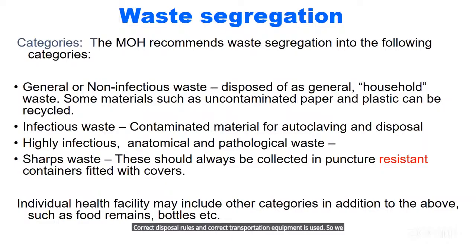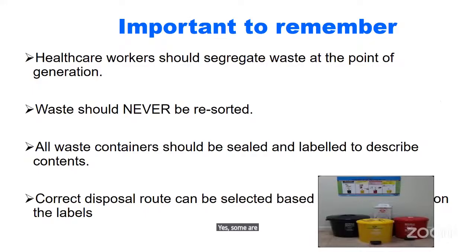So we have different categories, and I think this one has been overemphasized. We have the general or non-infectious waste, and basically we handle this like a domestic waste. We have infectious waste, which is contaminated material for autoclaving and disposal. We have highly infectious waste, which includes anatomical and pathological waste. We have the sharps. So individual health facilities may include other categories, like others have improvised the blue for food, some are using clear, depending on how best it works for you.